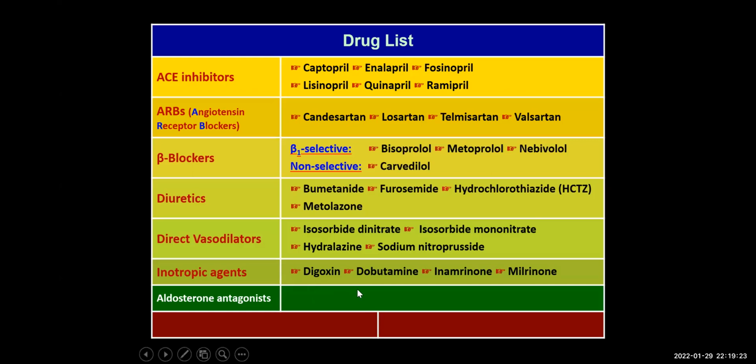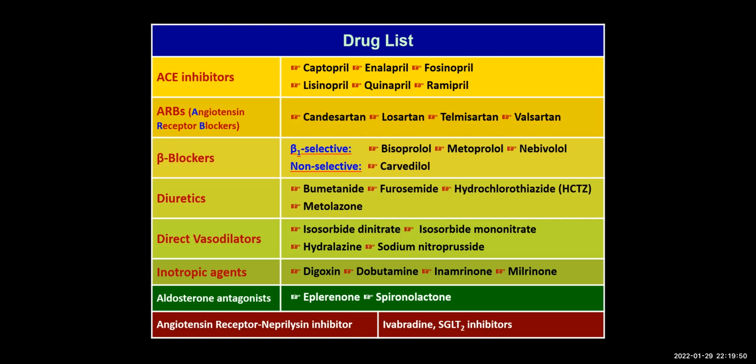Inotropic agents, digoxin, dobutamine, inamrinone, and milrinone. And these two are phosphodiesterase inhibitors. We'll show you these things later on. We have got aldosterone antagonists, eplerenone, spironolactone. This is a newer drug, angiotensin receptor neprilysin inhibitor. And we have got ivabradine and SGLT2 inhibitors, which were basically used for type 2 diabetes, but they proved to be working very well in heart failure. They reduced hospitalizations in heart failure, chronic heart failure patients. So they have sort of been reclassified from diabetic drugs to cardiac drugs, okay?